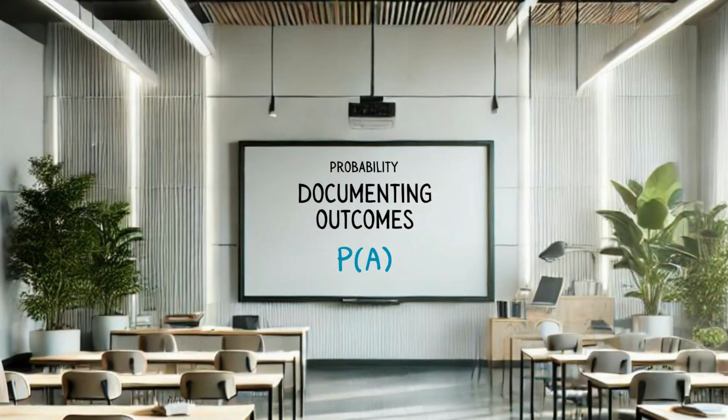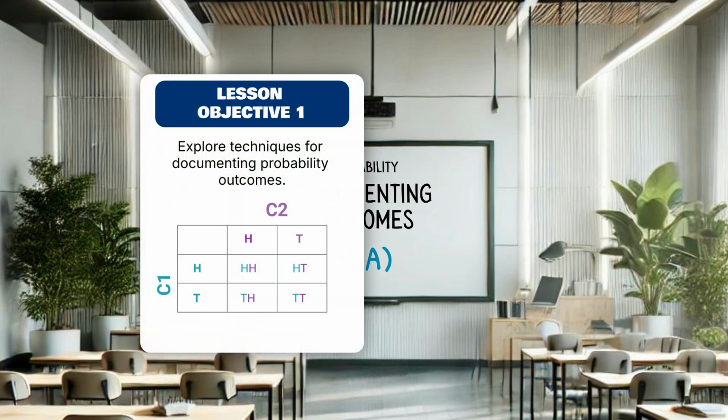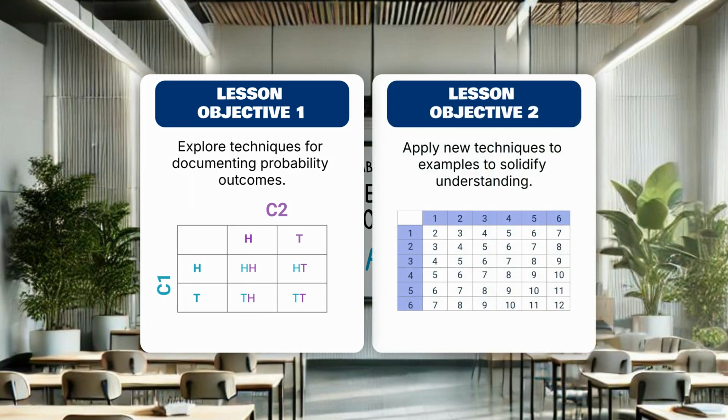In today's lesson, we explored the importance of meticulously documenting all possible outcomes when calculating probabilities. Using the example of flipping 2 coins, we demonstrated how to accurately list all possible outcomes using a two-way table. We also wrote down sample spaces for some of our examples and used that to calculate probabilities. By practicing these techniques, you'll enhance your ability to tackle probability problems with confidence and accuracy, ensuring that all possible outcomes are considered in your calculations.